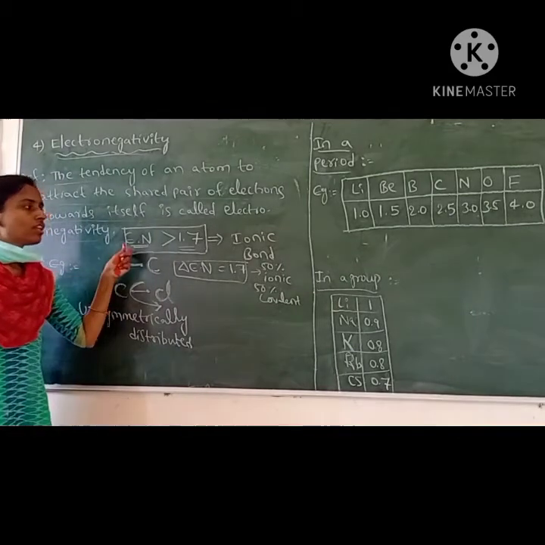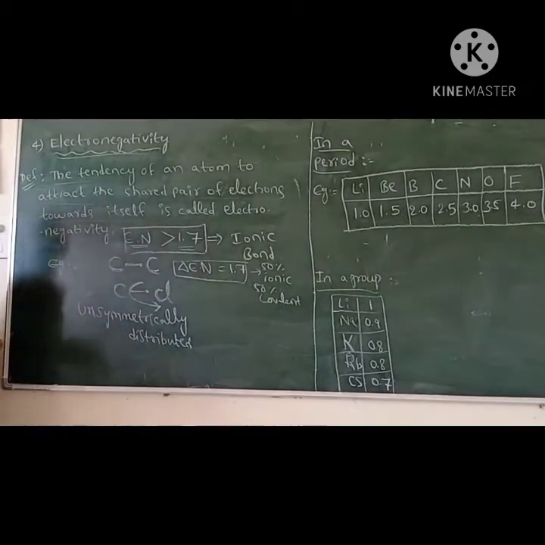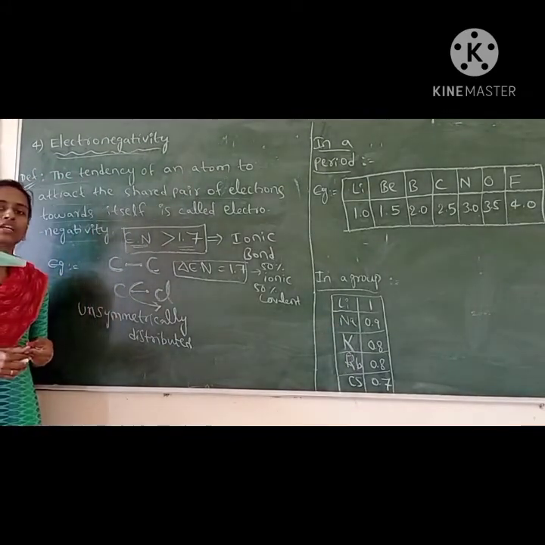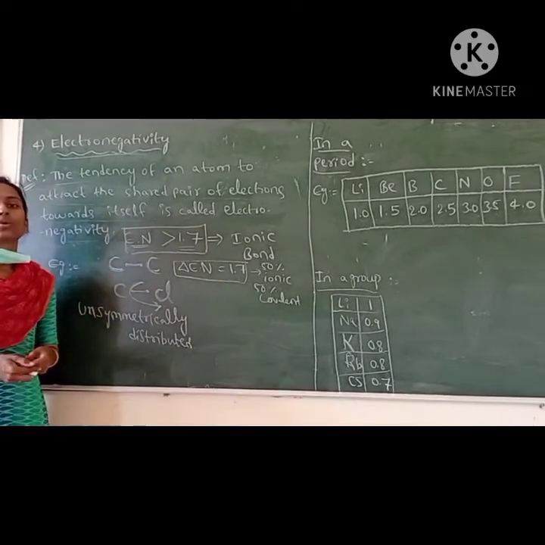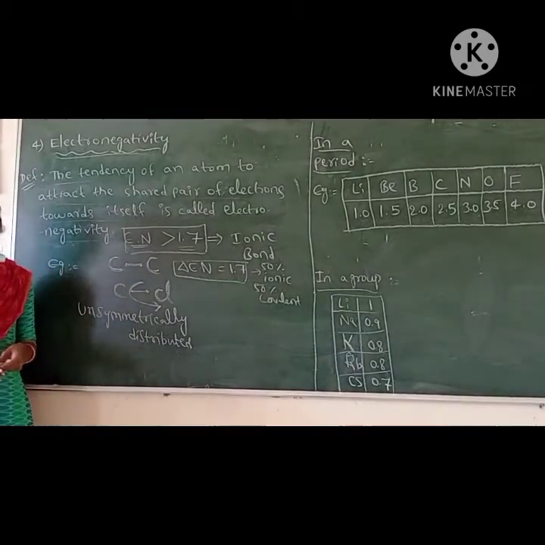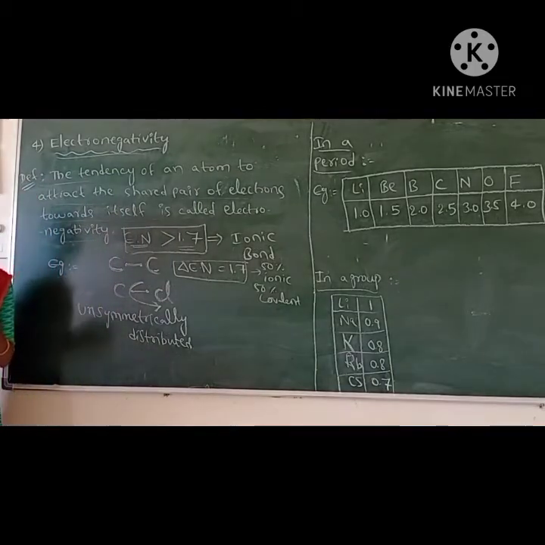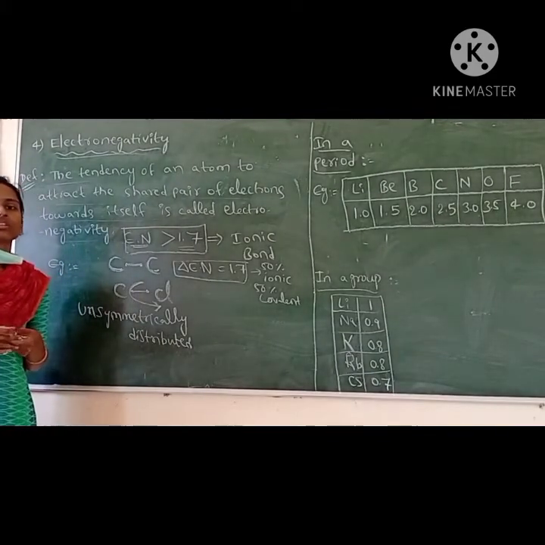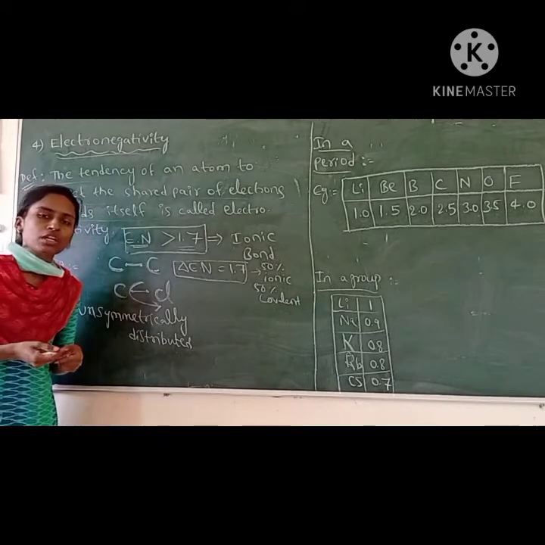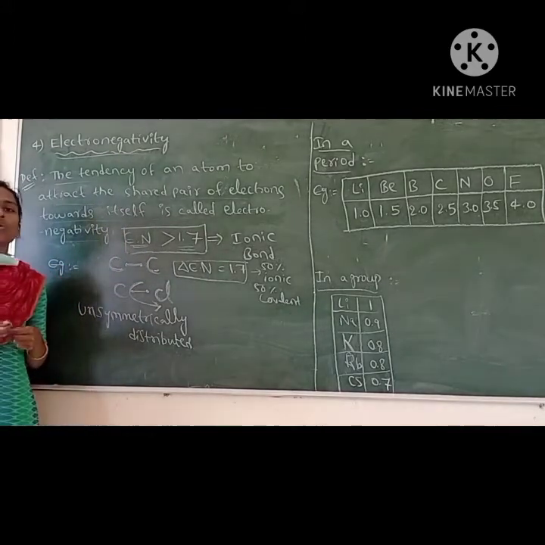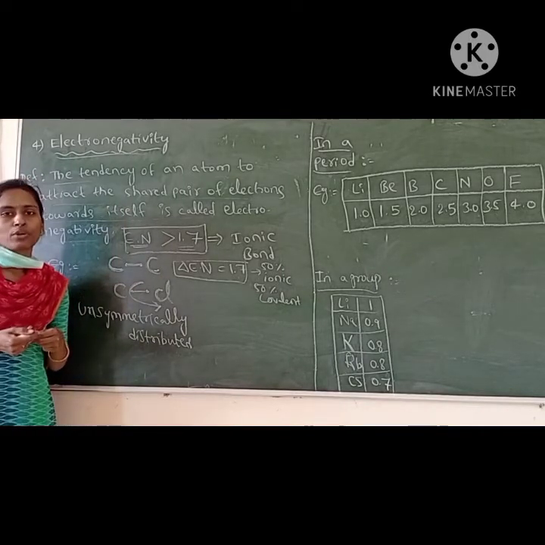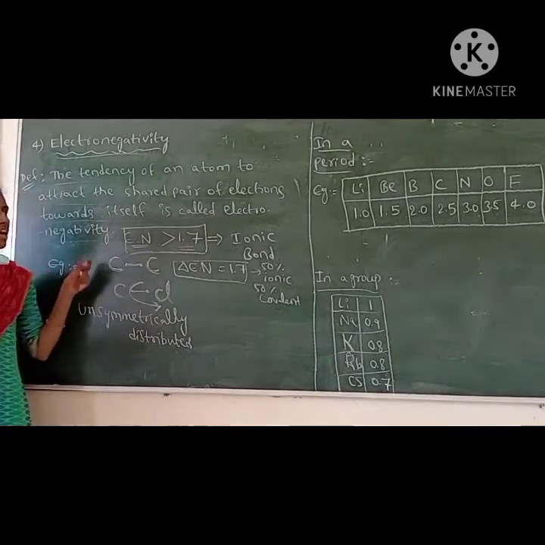So these values directly help to predict the nature of bond. Whether it is an ionic bond or a covalent bond is predicted by the difference in electronegativity. And this electronegativity directly measures the non-metallic property. Non-metallic property means the tendency of accepting electrons. Losing electrons is metallic property, accepting electrons is non-metallic property. So this directly measures the non-metallic property of an element. So this is the electronegativity.